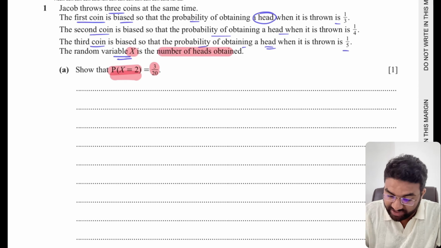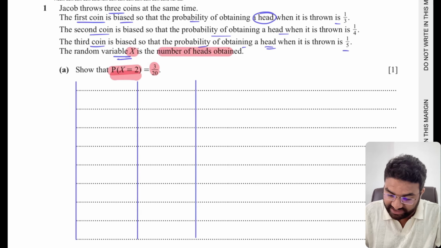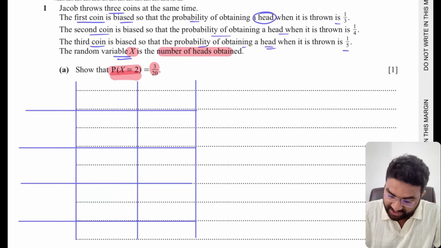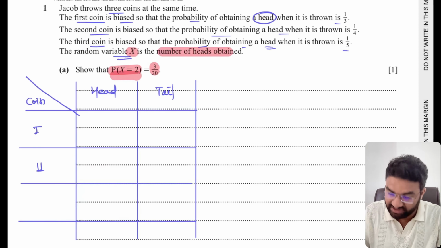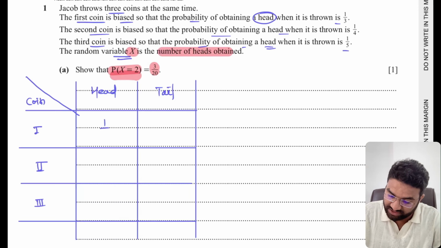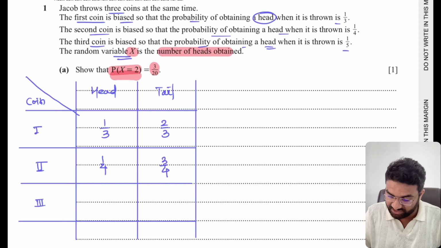Now we'll first prepare a table which shows the probability of head and tail for the first coin, second coin, and third coin. The probability of getting a head for the first coin is 1/3 and tail is 1 minus 1/3, which is 2/3. For the second one it's 1/4 and tail is 3/4. For the third one it's 1/5 and tail is 4/5.